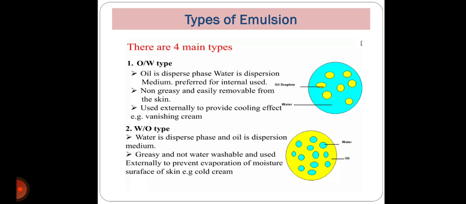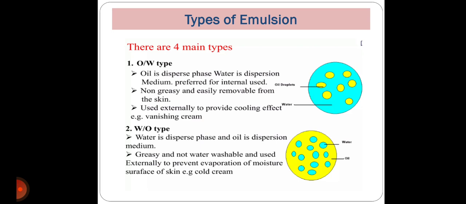These can be easily, because the external phase is water, so they can be easily wiped off or washed off from the skin. Used externally to provide a cooling effect, and it can also be used to provide a cooling effect on any burn or any allergic condition, like vanishing cream.